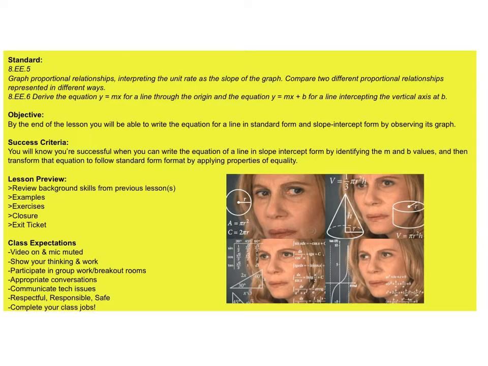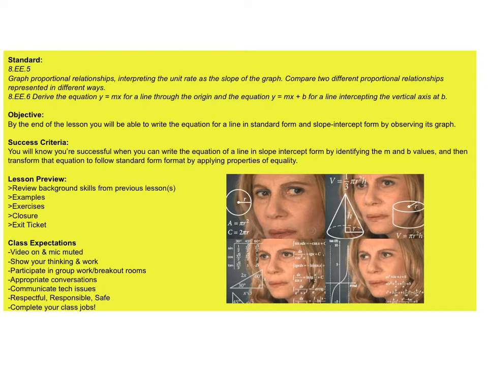Today we're going to be continuing with the same standards we've been focused on, all about graphing proportional relationships and various equations. We've been working with slope-intercept form and standard form. We're going to continue with that. And today, by the end of this lesson, you'll be able to write the equation for a line in standard form and slope-intercept form by observing its graph.